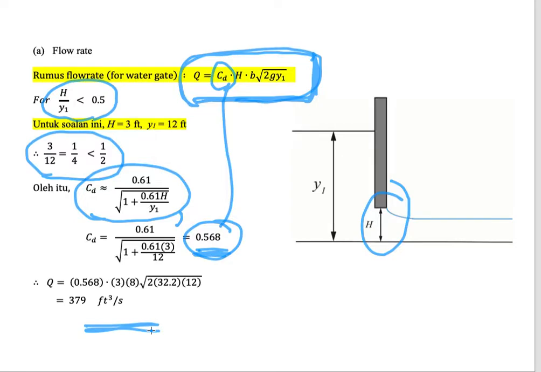Again, I would like to remind you, if you use the British unit, which is feet and inch, please make sure that you use the correct value of gravity. The gravity in British unit is 32.2 feet per second square.